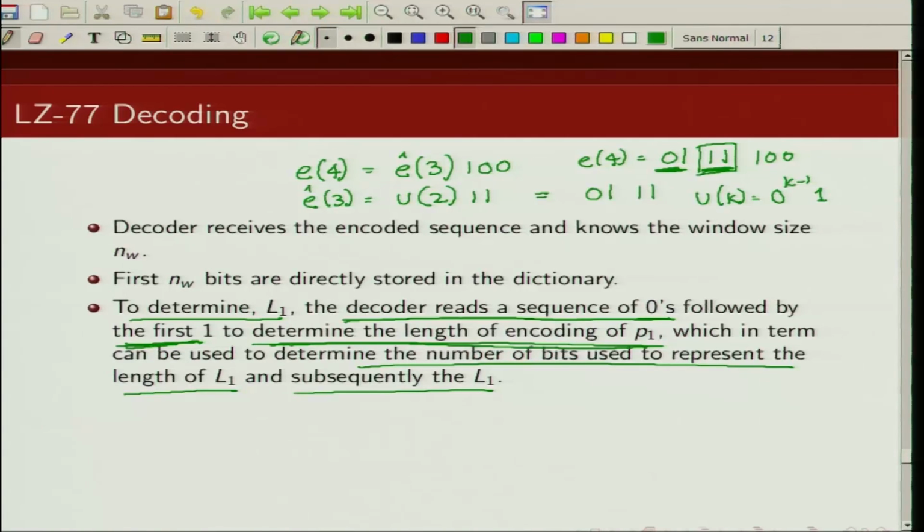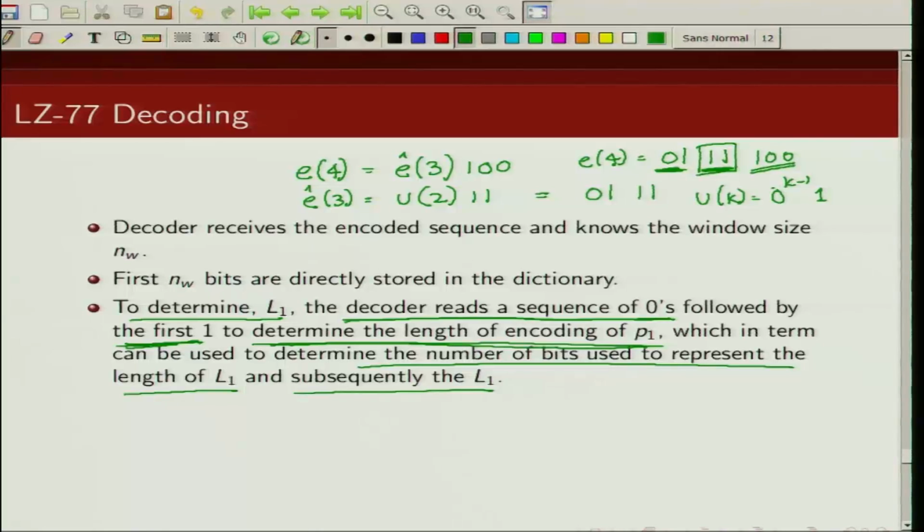So we have knowledge that the next 3 bits are used to represent L. So we look at the next 3 bits, and what is that? That is 1 0 0. That is the binary representation of 4, and that's how we decode that this L is 4. Right? So that's how we do it.